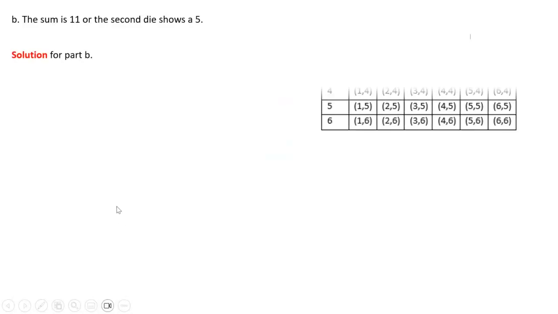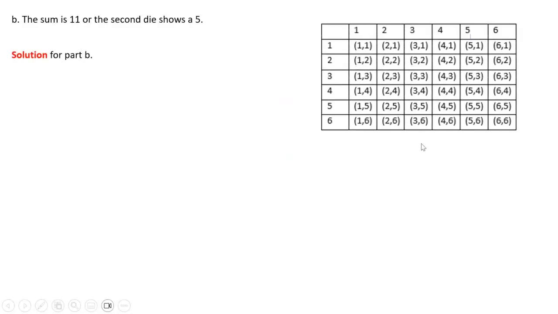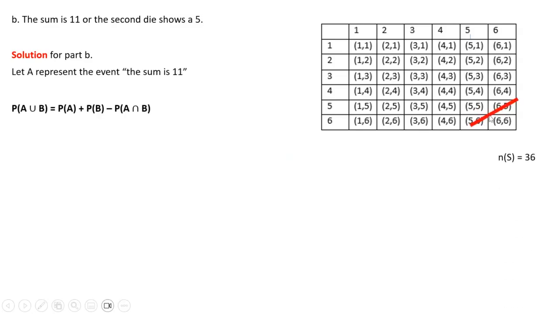Now for part B. The sum is 11, so the sum is 11 will be right here. Again, that's 11 will be A. And the second part, the second die is a 5, which will be this one here: 1,5; 2,5; 3,5; 4,5; 5,5; and 6,5. So it's going to give us 6.